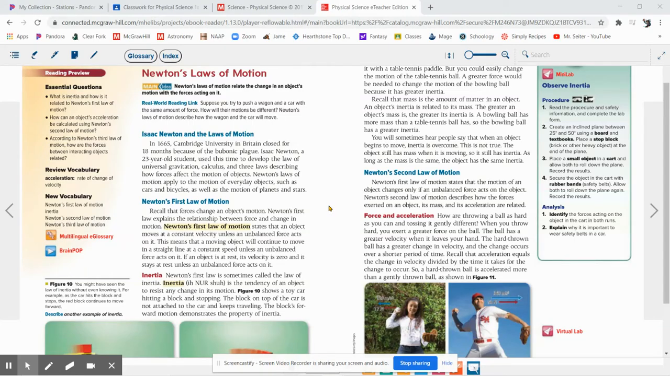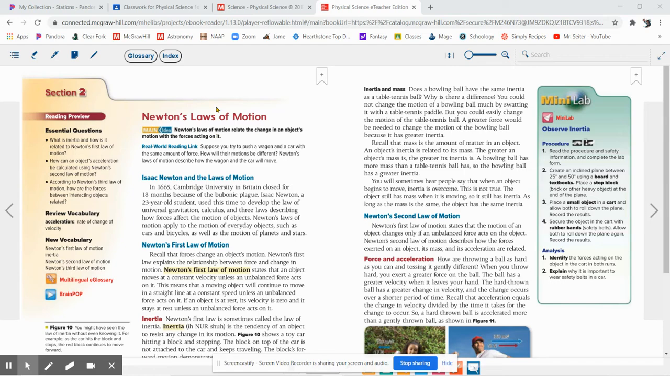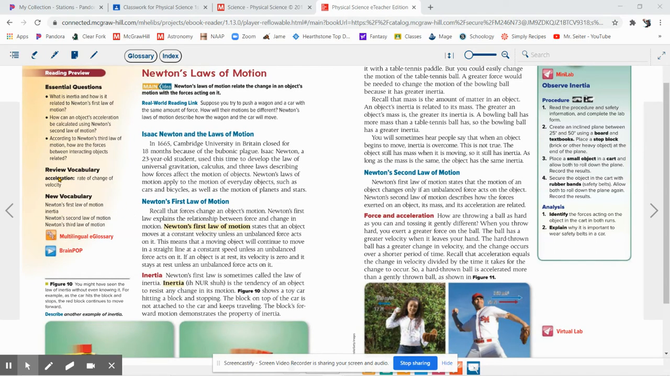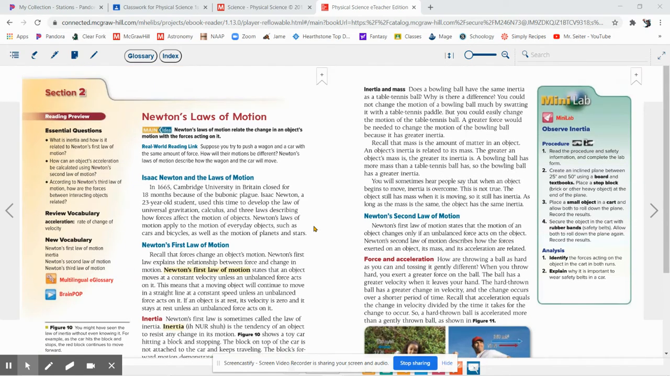Okay, so this is the lecture for Chapter 3, Section 2, Newton's Laws of Motion. Make sure you can answer these essential questions when you're done. Review vocabulary: acceleration, and here's our new vocabulary. Don't be afraid to take these little brain pops and stuff like this. It all will help you. Everything will help.